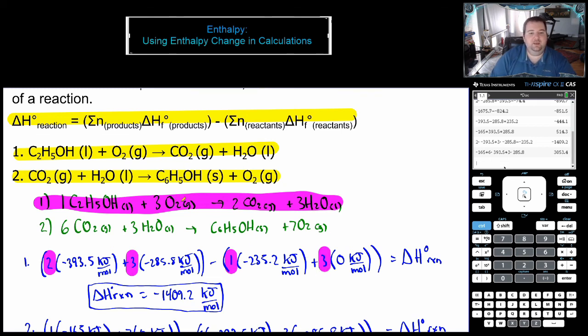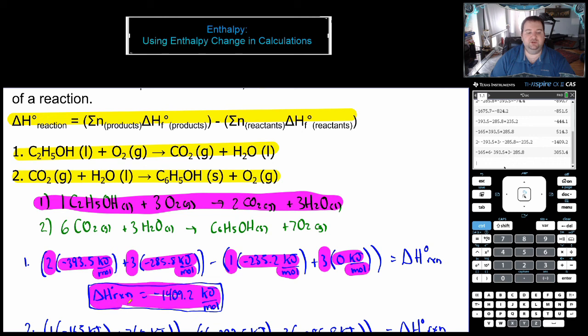So we have CO2 first. There's 2 moles of CO2, and here's the standard heat of formation. 3 moles of H2O, and there's the standard heat of formation. 1 mole of, that's ethanol, and there's the standard heat of formation, and 3 moles of water, and there's the standard heat of formation. You add them all together, and you get the change in enthalpy of the reaction to be equal to negative 1409.2 kilojoules per mole.